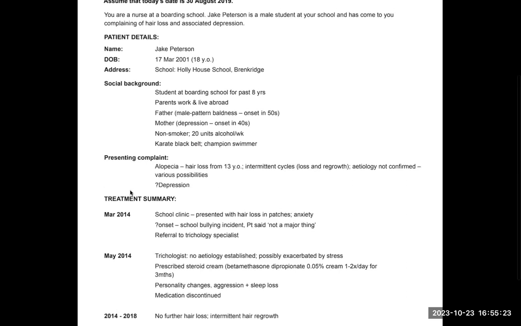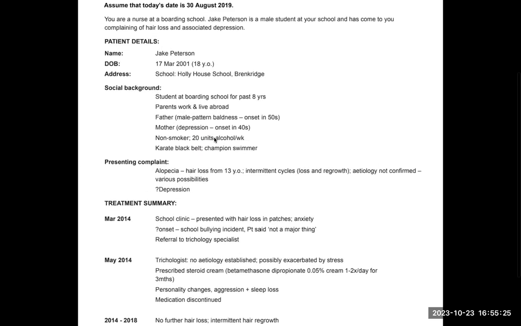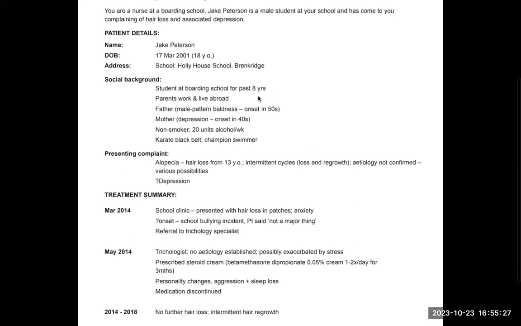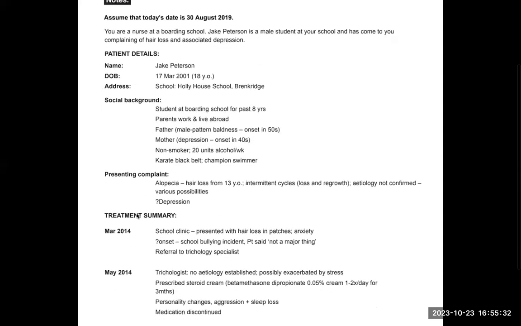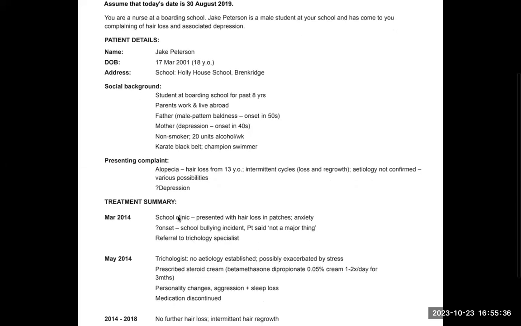Now summary. So today is 2019 August. So March 2014. He has been a school student for 8 years. So 19 minus 14, that is 5 years ago, he presented to the school clinic with hair loss in patches, anxiety, maybe onset of a school bullying incident. Patient said not a major thing.